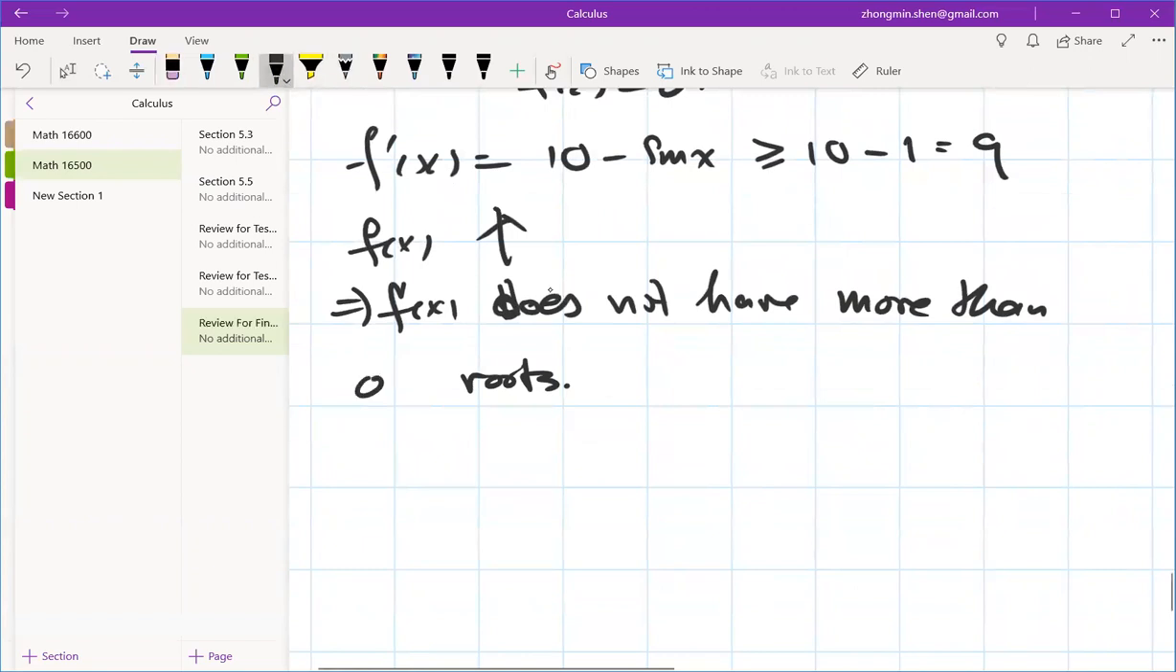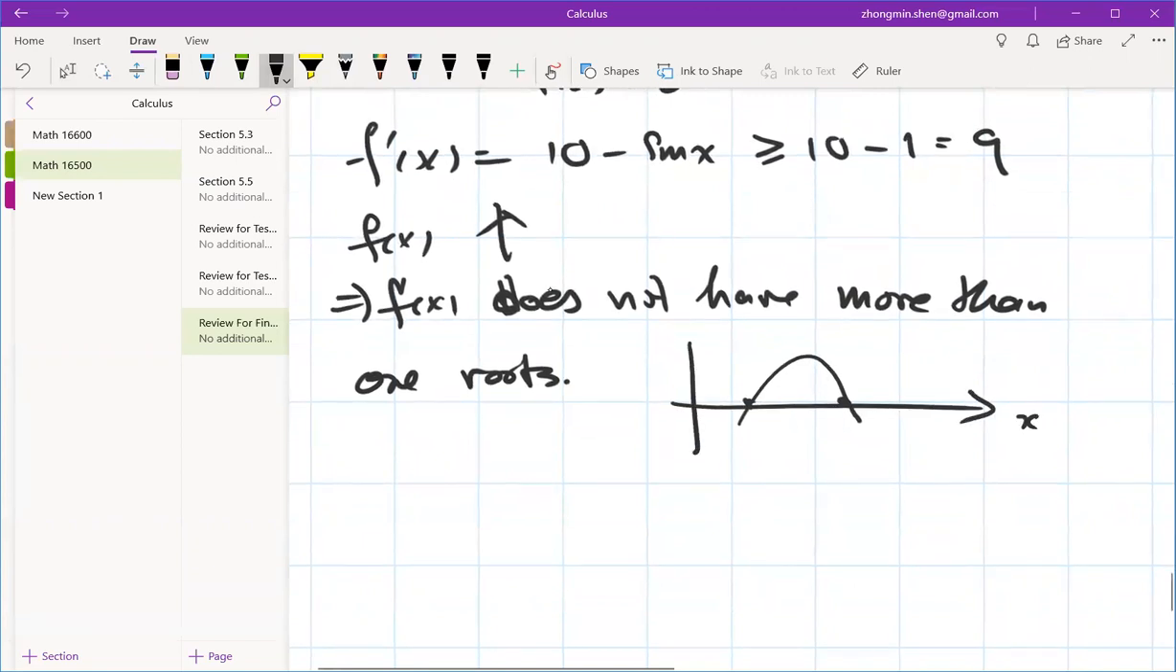Right. So, because it's increasing, if it has 2 roots, it goes like that. Okay, it's not increasing, right? Going up and down, right? That's impossible, right? Because it keeps going up. So we're done. First of all, we show that there's at least 1 root. Then second, we show that it cannot have more than 1. Otherwise, it's not going to be increasing. Look at the picture. If it has 2 x-intercepts, then it's not increasing.